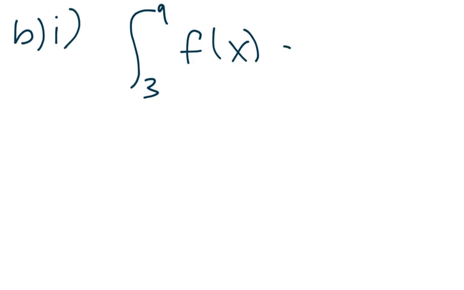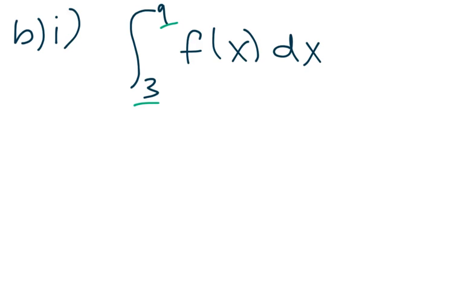So the next part of the question, BI, asks us to find the integral of f of x dx from the values 9 to 3. So that looks like this: the integral from 3 to 9 of f of x dx. And now if you'll remember, these are the same values of x given to us in the table.